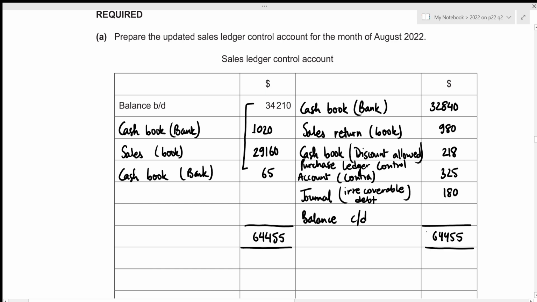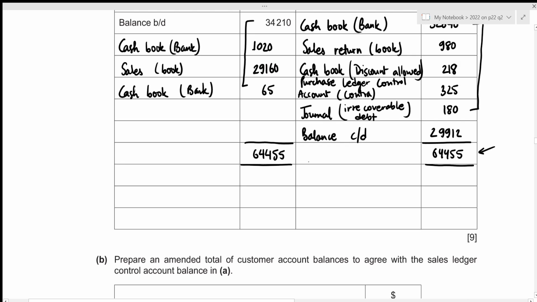Now, in order to figure out the balance c/d, which acts as our balancing figure, we just need to subtract these amounts from the total. In this case, that's going to be 64,455 minus 32,840 minus 980 minus 218 minus 325 minus 180, which results in the balance being 29,912. Now, the next step would be to include this closing balance as the opening balance for the next accounting period, right? So that's going to be balance b/d, and the opening balance for this period will be the same as that of the closing balance of the last period. So that's going to be 29,912. This concludes the first part.